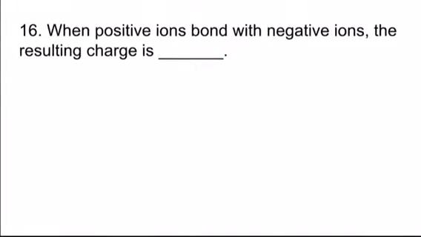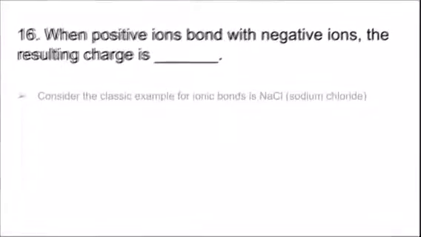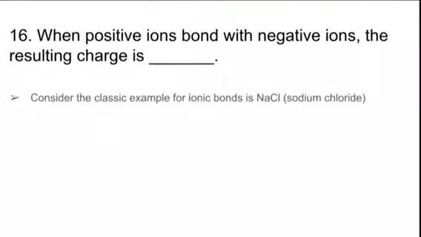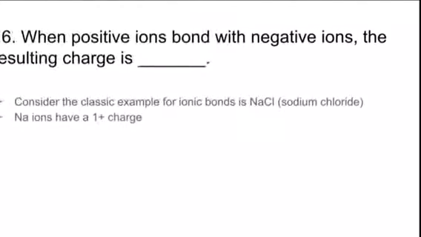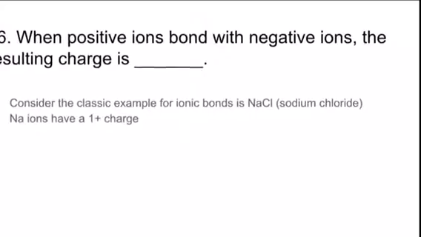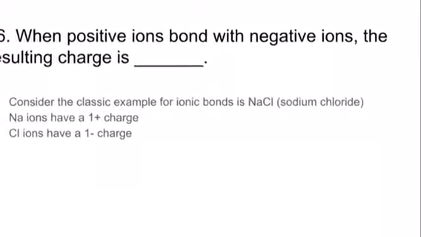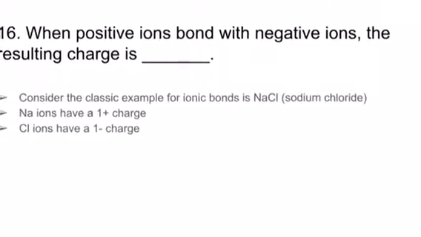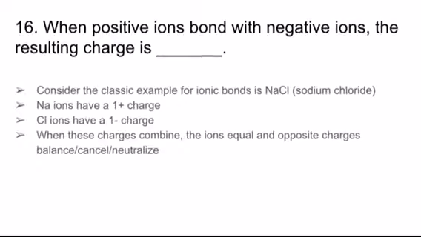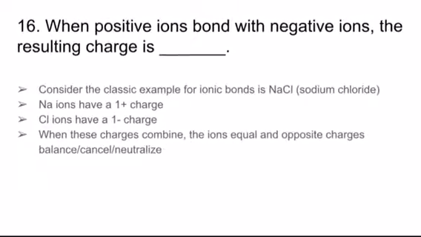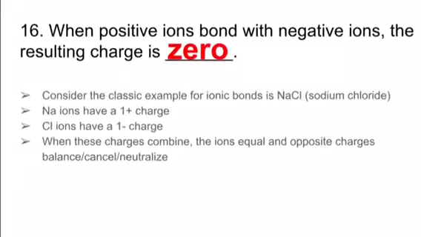Question 16. When positive ions bond with negative ions, what is the resulting charge? Well, again, they're equal and opposite, so in sodium chloride, we saw sodium has a +1 charge, chlorine has a -1 charge, so they're going to have to be equal and opposite. So since they have the same value but opposite charge, the charges are going to cancel each other out. So since they cancel each other out, the total charge on that ionic compound is going to be 0.